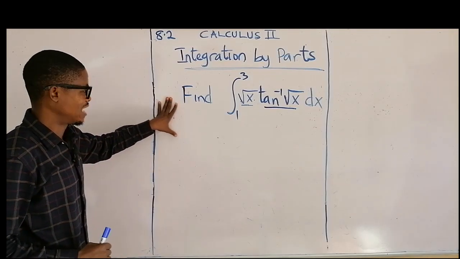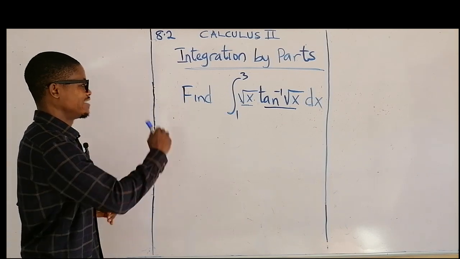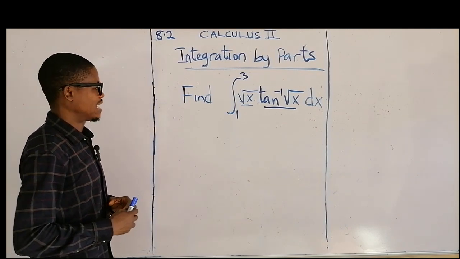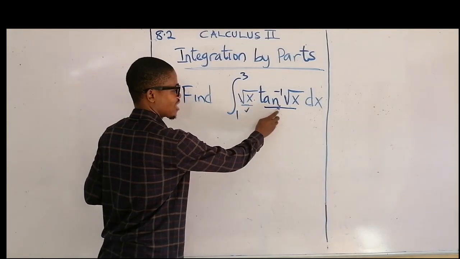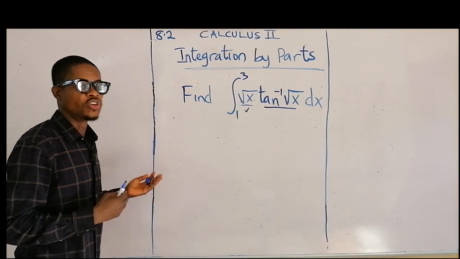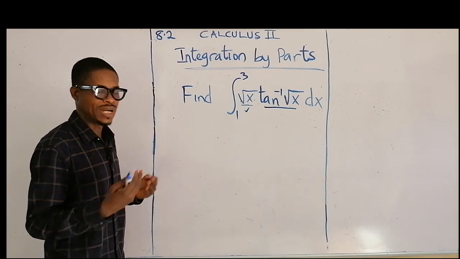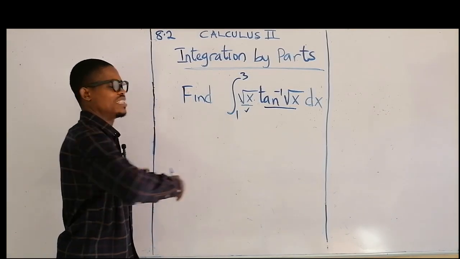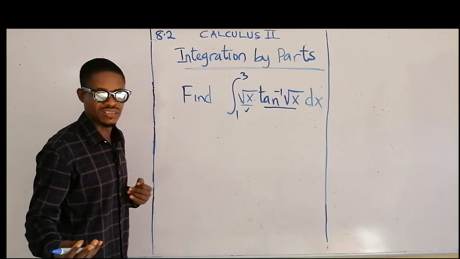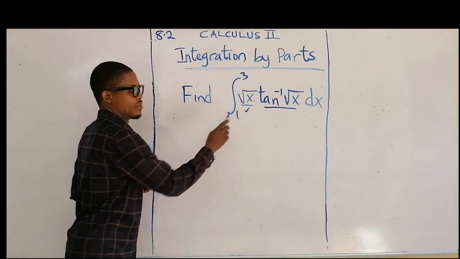We have this question, and it involves two functions. This is the first one, and this is the second function. In that case, as we all know, when we have a product of two items, we use integration by parts. And this integration by parts involves a definite integral. It has the upper and lower boundary.